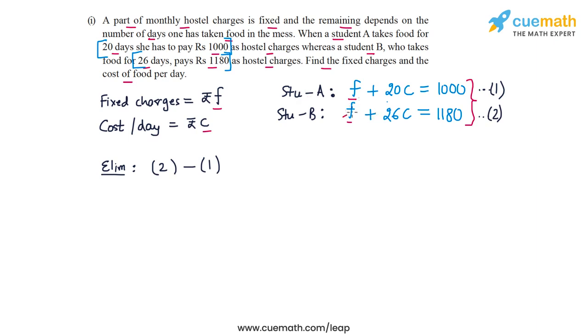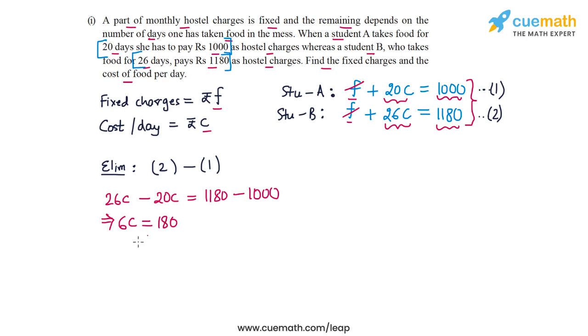What will we get? The F terms will cancel out and we will have 26C minus 20C on the left hand side, and on the right hand side we will have 1180 minus 1000. So this gives us 6C is equal to 180, and hence C is equal to 180 by 6 or 30. So we found the value of C.